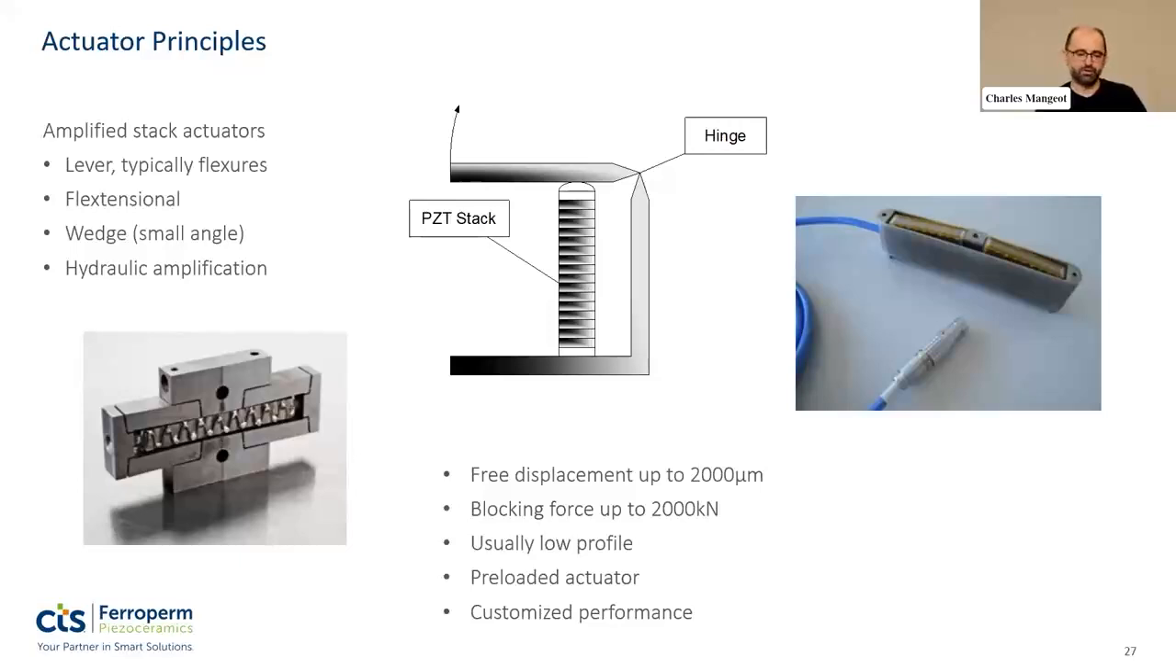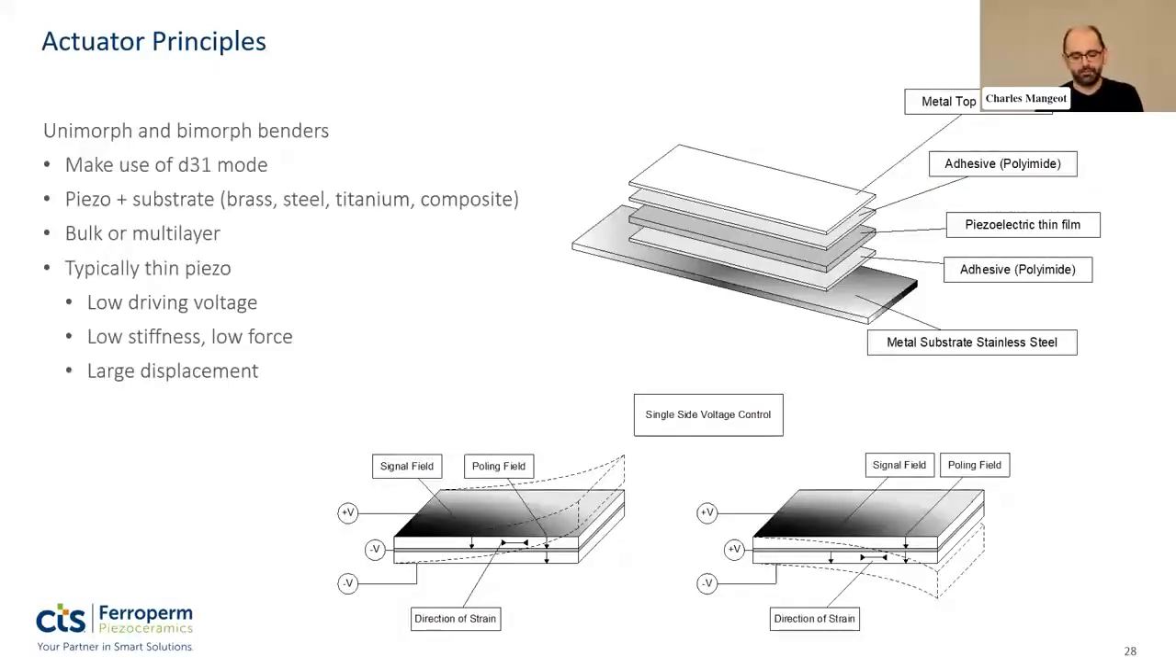So here with an amplified actuator, you trade off some of the force capability for more displacement. So obviously, when you add material and add the amplification, you reduce the stiffness, but you gain in terms of displacement. So there is nothing that comes for free, right?